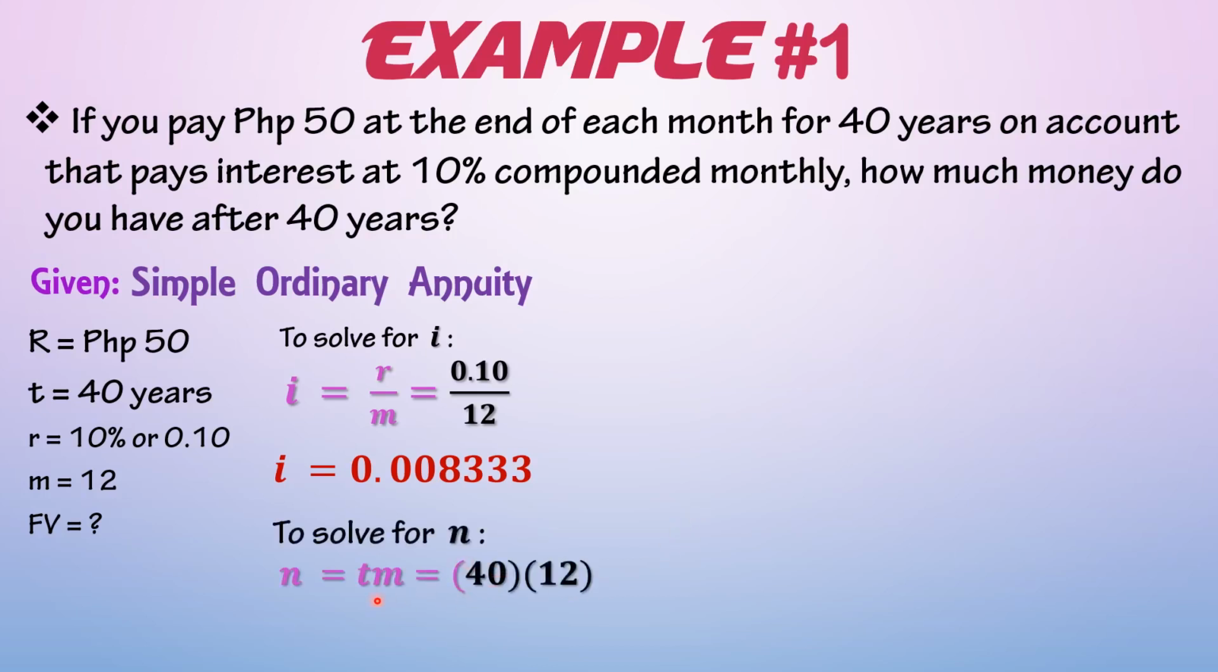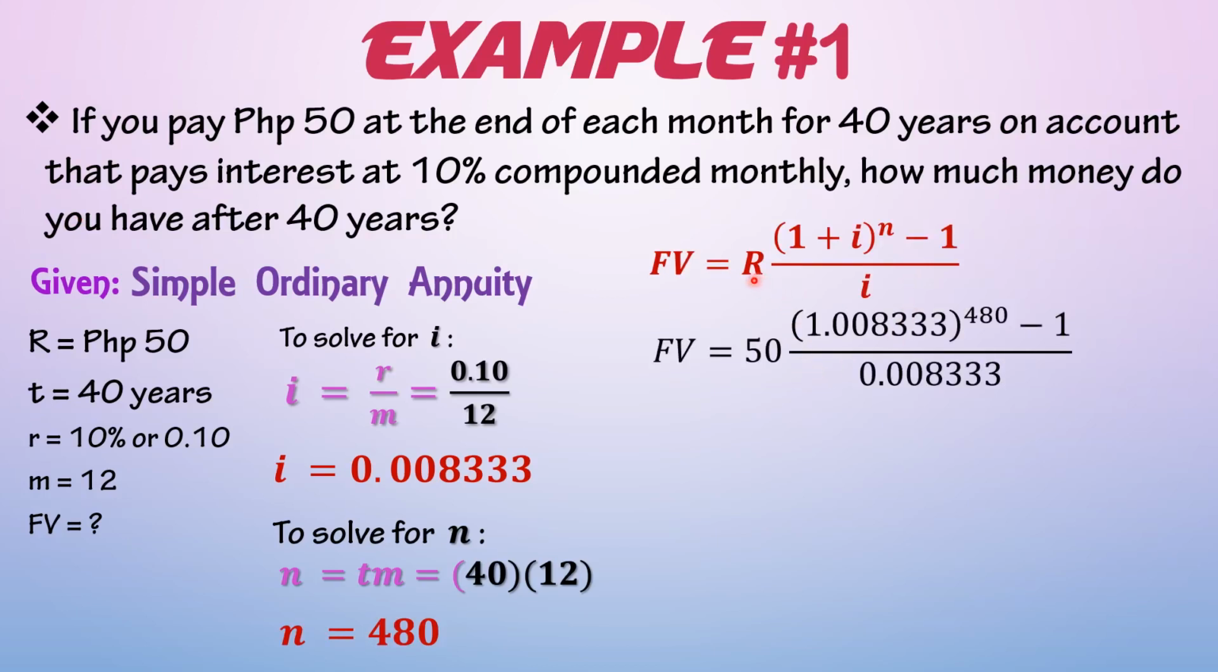And then let's have the value of n. This is equal to t times m. Your t is 40 years times m is 12, so that will give you 480. To find the future value, we will be using this formula. We'll just substitute all the given values. The periodic payment is 50. 1 plus I: 0.00833 plus 1, so you will have 1.00833. And then you have raised to the n, that is 480, minus 1. And again, the value of I is this one. So we will be solving first for this one. Enter this on your calculator.